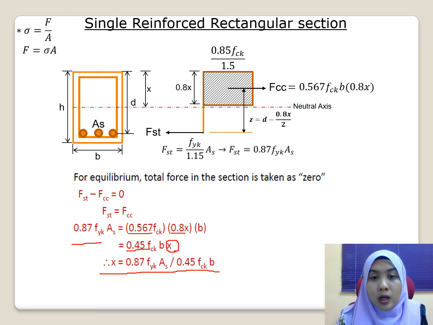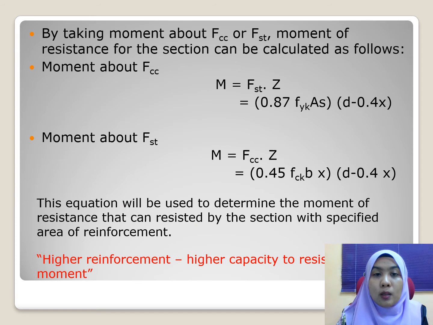And from the stress block, we are going to calculate the moment of resistance of this section. The moment of resistance is actually the maximum moment this section can resist. So if we are using 3 bars, how much is the maximum load they can cater for? Then we are going to calculate the moment. Moment is force times distance. So the force here is the FCC force and also the FST force. The distance between these two forces is the Z value. Okay, so then you can compute your moment.